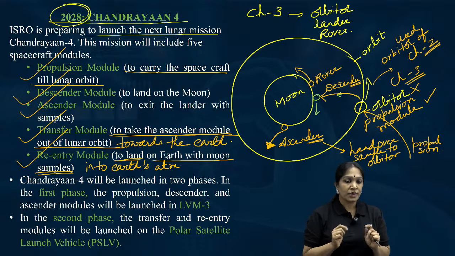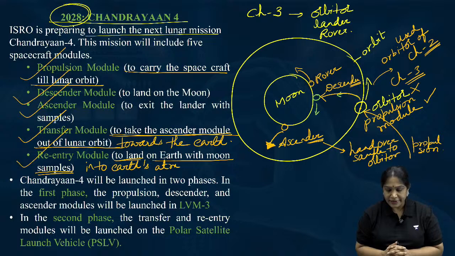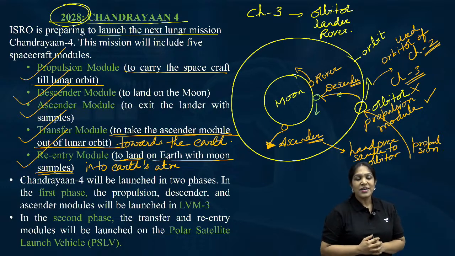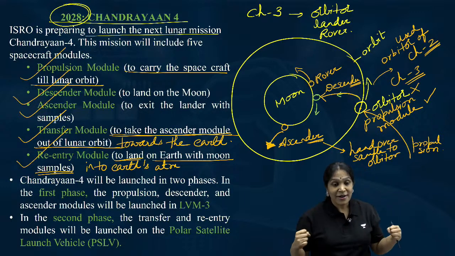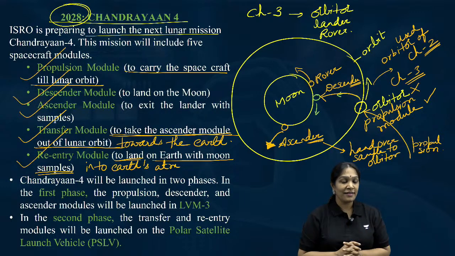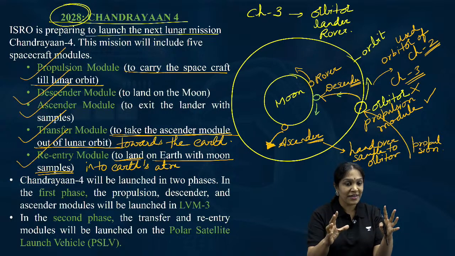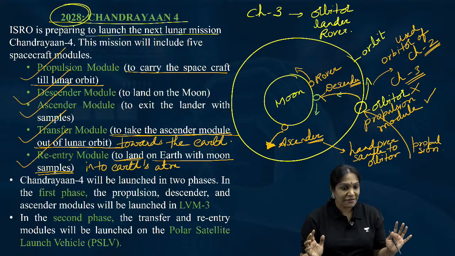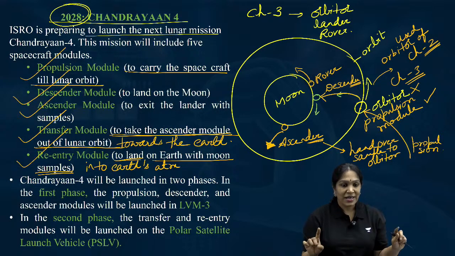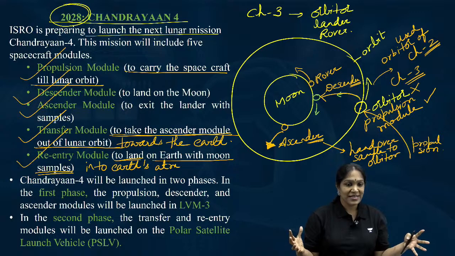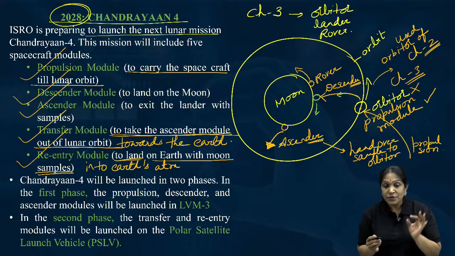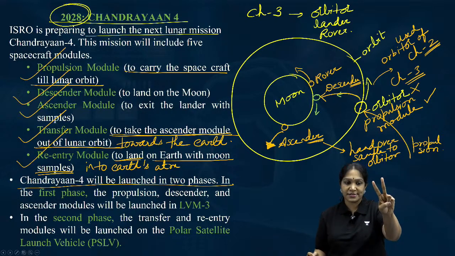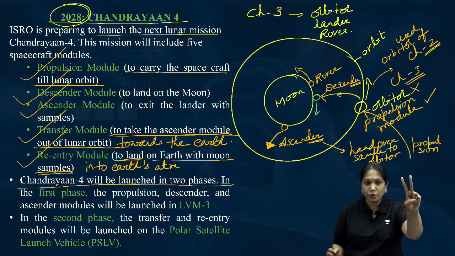Is it clear? No, not related to the Karman line here. Okay, so Chandrayaan 4 will have 5 components. So, is it not a bit heavy to be carried on a single vehicle? Can we launch all the 5 in a single vehicle? No, it is very heavy. Is it clear? So, therefore, Chandrayaan 4 will be launched in 2 phases.